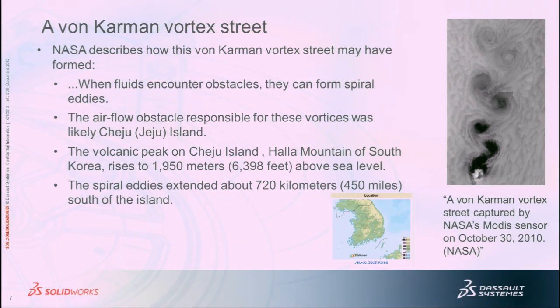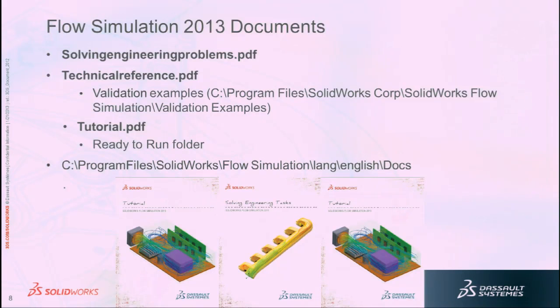And here's one more image showing the von Karman vortex streak. This is another NASA image that was taken October 30th, just south of South Korea, I believe. There's a pretty large volcano there that caused some vortex shedding in the Earth. Okay, that's a little bit of fun on the fluid side there.